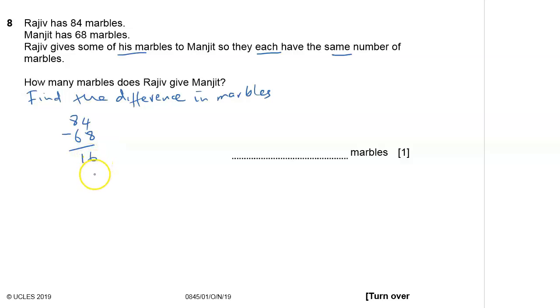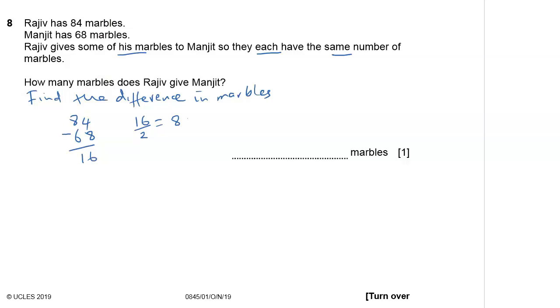And therefore, if they share these 16 marbles equally, the answer here will be 8. So assuming Rajiv gave 8 marbles to Majid, how many marbles will Rajiv be having remaining?